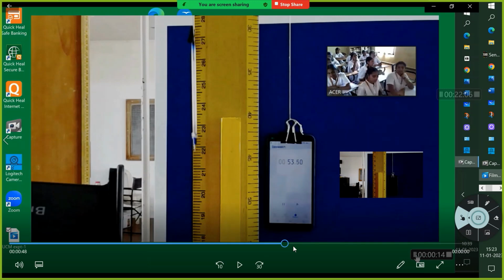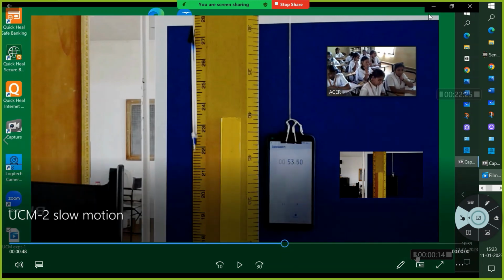2.09. Ha, that is 2 point... someone tell me. Anisha madam, please tell, what is it? 2.09. Okay, that is 2 seconds, 2.09 seconds. Correct? So now, what is the first reading of this one here?